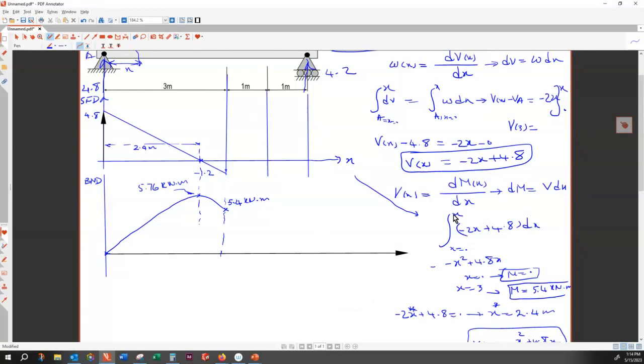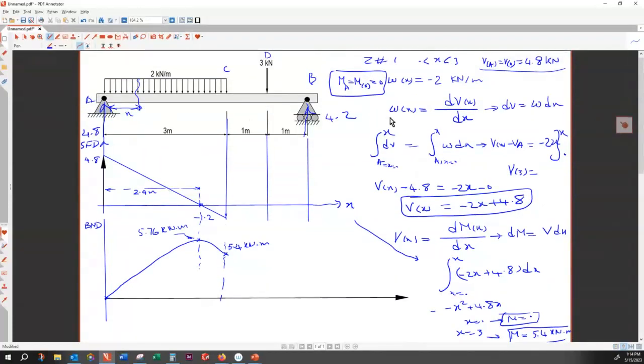Okay. Thank you. Let's go to zone number 2. Zone number 2 is between C and D. And I need to erase all these to start the second one.